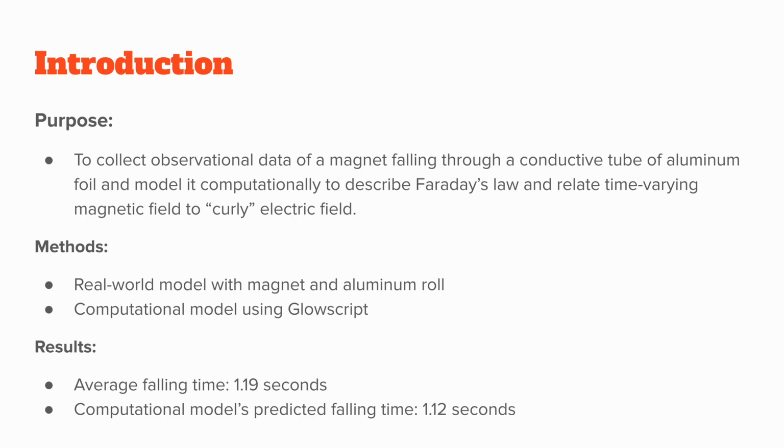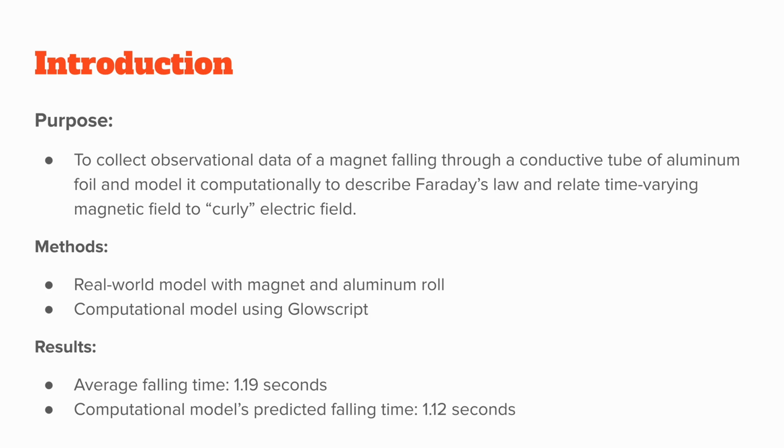Starting off, I would like to outline the purpose of this lab and some important physics principles that help to explain the theory behind the lab results and calculations. The purpose of this lab was to collect observational data of a magnet falling through a conductive tube of aluminum foil and to model it computationally to describe Faraday's law and relate a time-varying magnetic field to a curly electric field.